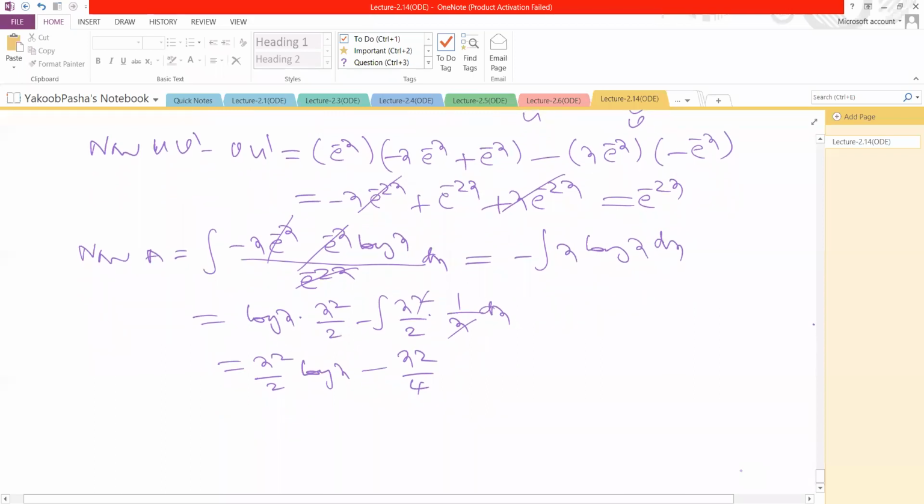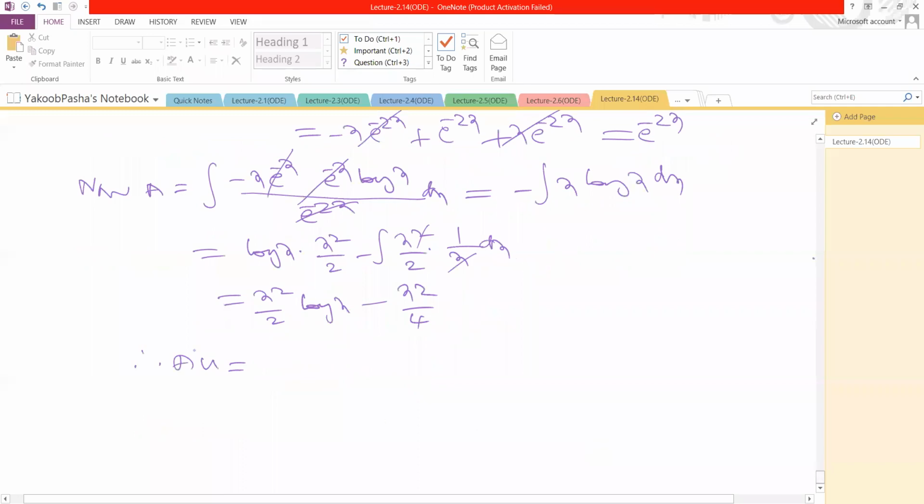Now we have to find the AU value. Therefore, AU, where u equal to e power minus x, so x square by 2 into e power minus x log x minus x square e power minus x by 4.